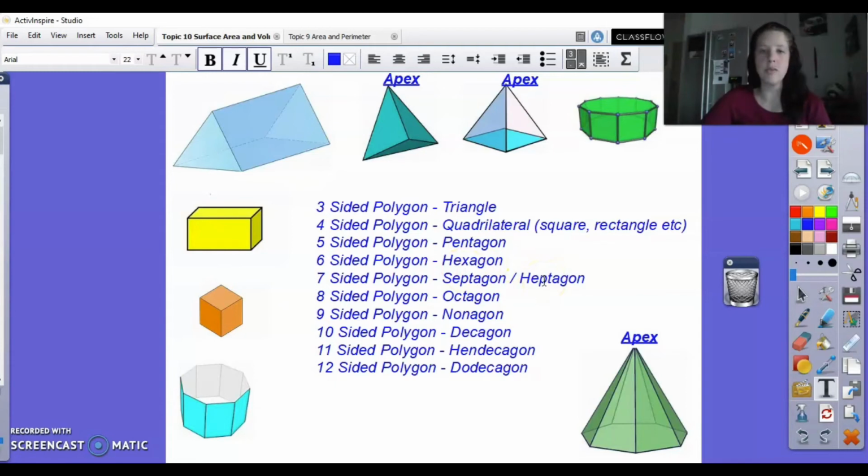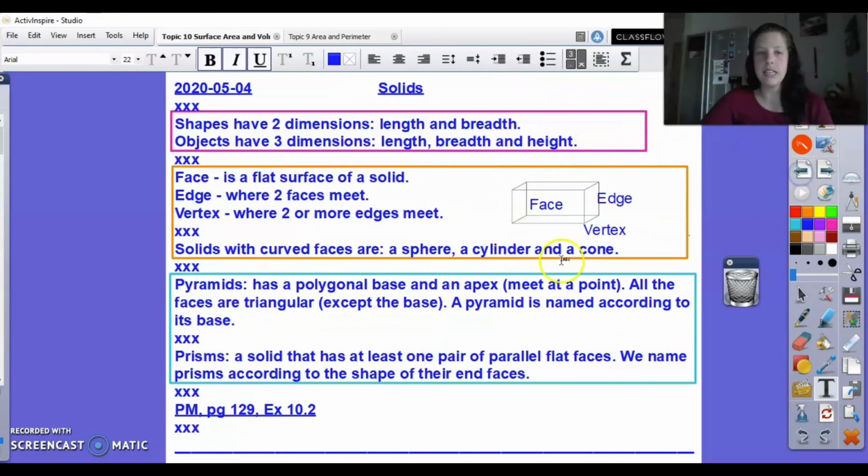I've got a five-sided polygon, which is a pentagon, a six-sided polygon, which is a hexagon, a seven-sided polygon, which could be a septagon or heptagon. I will mark both of those options. An eight-sided polygon is an octagon. A nine-sided polygon is a nonagon. A 10-sided polygon is a decagon. An 11-sided polygon is not a Novembergon. Believe you me, I got this in one of my answers for my exams. It is a hendecagon. And a 12-sided polygon is not a Decembergon. It is indeed a dodecagon. So if you memorize all of these names, you will be perfectly fine in labeling and naming your different types of objects.